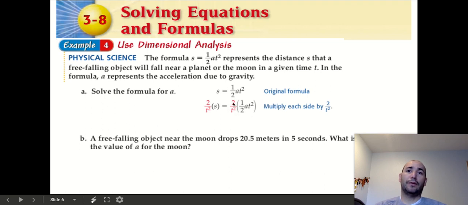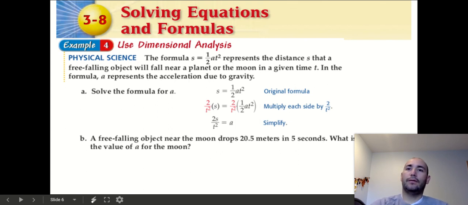So multiplying by 2 cancels that out. Dividing by t squared cancels that out. And as long as I do it to both sides, it'll remain equal. So that will leave me with just the a. Again, this cancels out the fraction. This cancels out the t squared. And then on the other side, I have 2 times s, so 2s over t squared. So now I've solved for a. And again, you could have done this in 2 steps. I did it in 1.